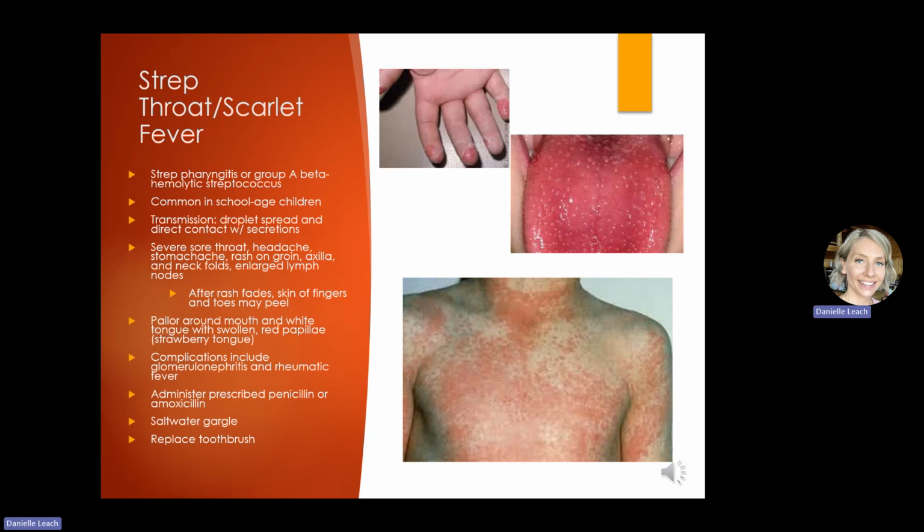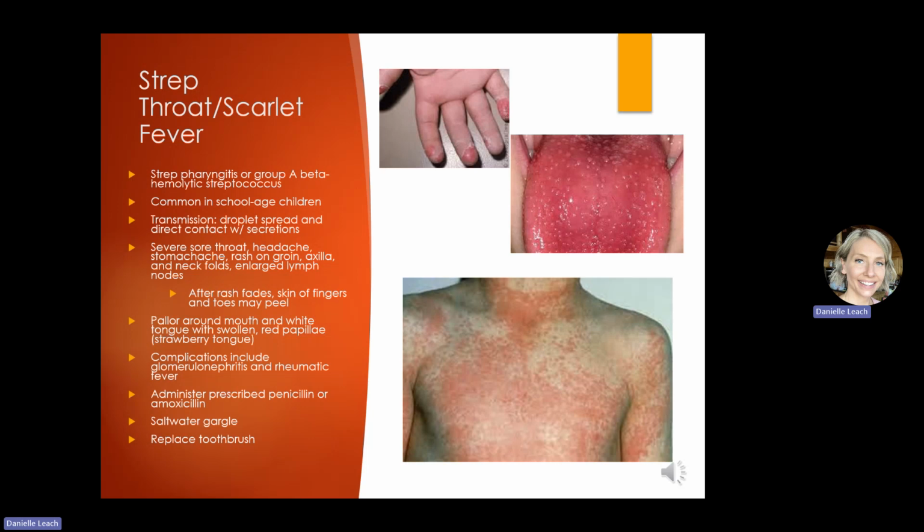They can also have pallor around their mouth, and their tongue can be swollen and look sort of like a strawberry. So we call it strawberry tongue, like this picture of this tongue on the slide. Other more severe complications with strep throat can be glomerulonephritis, so kidney problems, and rheumatic fever, which we'll talk more about in the cardiovascular lecture.